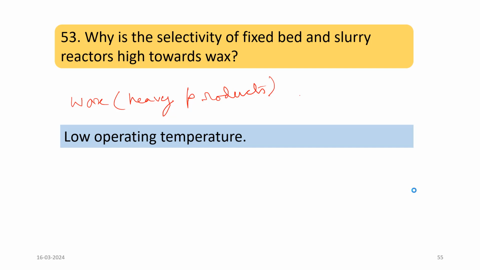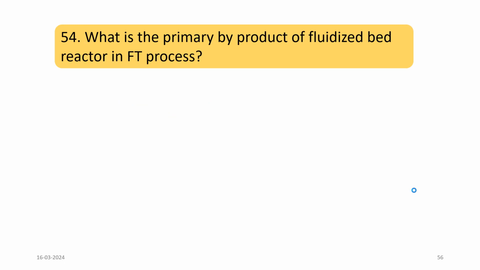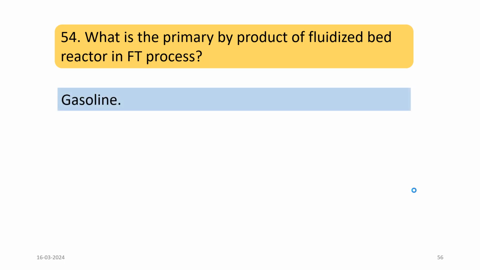The circulating fluidized bed operates at high temperature. That is why it is important. Next, what is the primary byproduct of the fluidized bed reactor in the FT process? The answer is gasoline. Gasoline is the primary byproduct of the fluidized bed reactor, which operates at high temperature and high pressure.